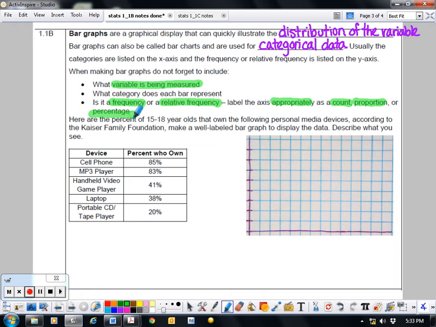So we have 15 to 18-year-olds that own personal media devices according to the Kaiser Family Foundation. And we're going to go ahead and make a bar graph. So we have 85% of 15 to 18-year-olds own a cell phone, 83% an MP3 player, 41% a handheld video game player, 38% a laptop, 20% a portable CD tape player. Since they gave it as percentage, I'm going to go ahead and make my table as percentage. So I label percent.